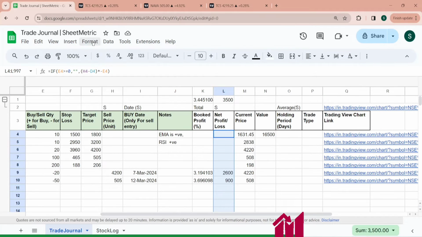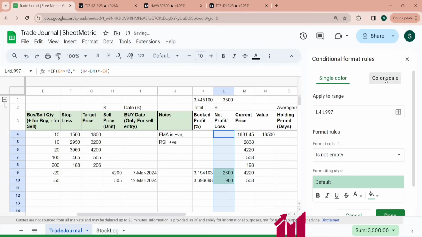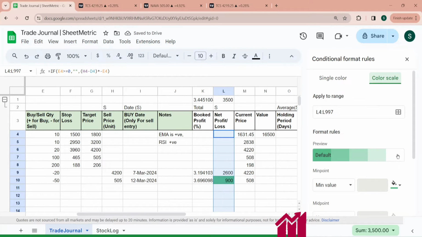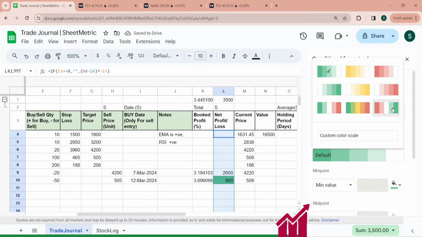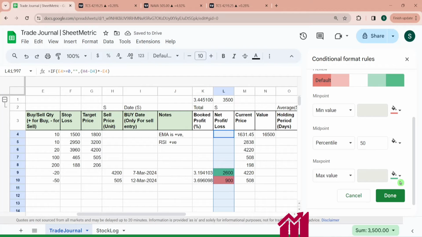So I have selected this entire range. Then I go to Format, then Conditional formatting, then Color scale. This range is selected, and here I am selecting this one, red to white to green. Minimum value will be in red and maximum value will be in green. Midpoint I am taking as a number, and the number is 0, meaning anything which is less than 0, meaning negative, will be red, and things which are greater than 0 will be green.